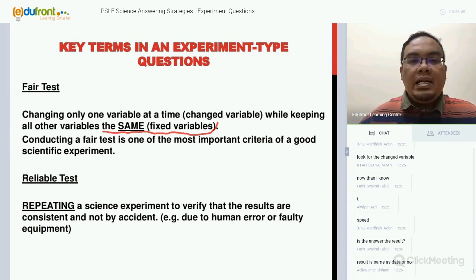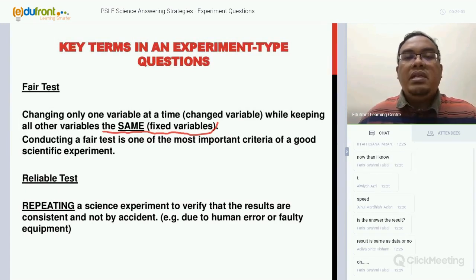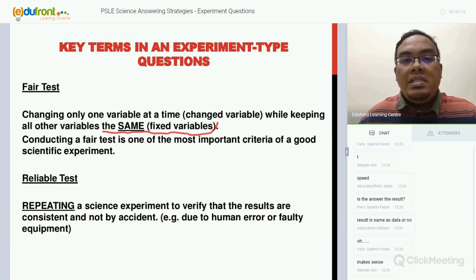So remember, in any particular experiment, it must be a fair test. How to ensure it's a fair test? We must ensure that there's only one change variable and other variables are kept the same. That's why in your PSLE, the papers are the same, everybody starts the exam at the same time, and everybody is at the same level. It's only at P6, not Sec 4 sitting for PSLE, or Primary 2 sitting for PSLE. So the concept of fair test is extremely important in scientific research.